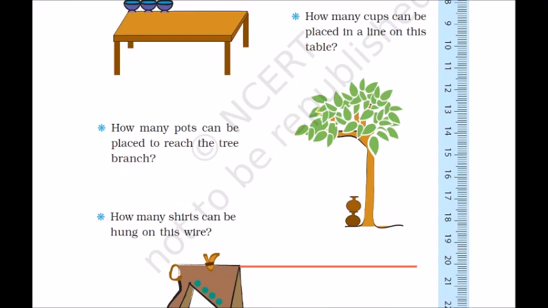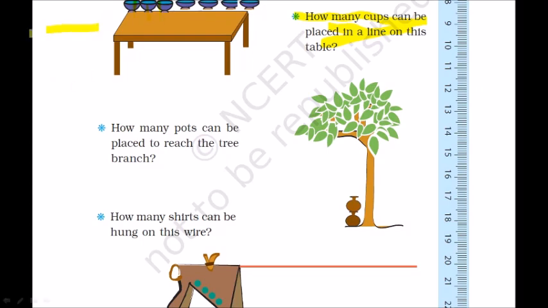Here, for example, the first question is asking how many cups can be placed in a line on this table. Here 3 cups have already been placed. How many cups can be placed in the remaining area? Let's find out. 1, 2, 3, 4. So we can place 4 cups on that table. In total, we have taken 4 cups, and before it was already 3 cups, so we can put 7 cups on that table.